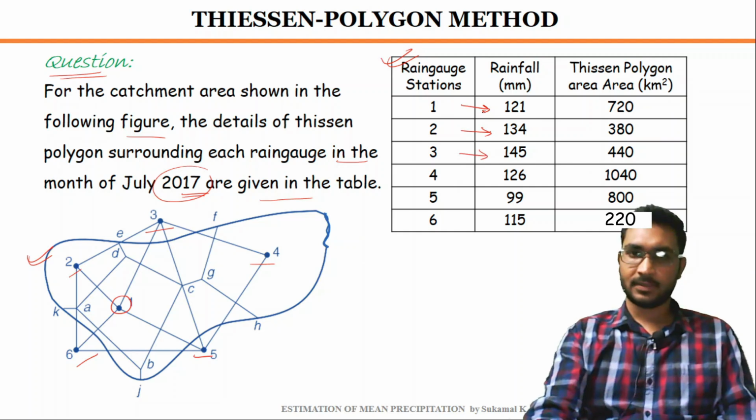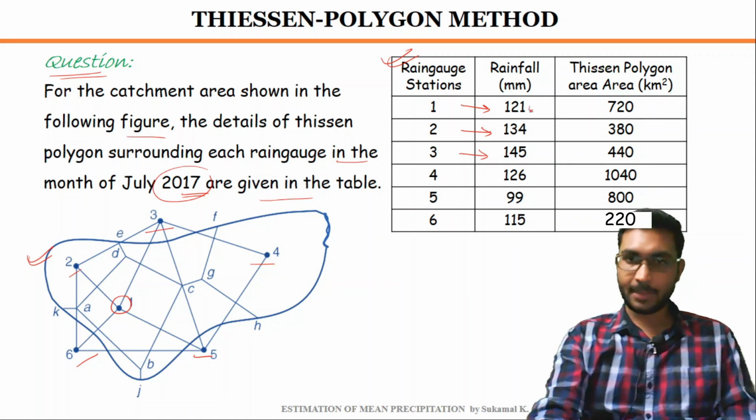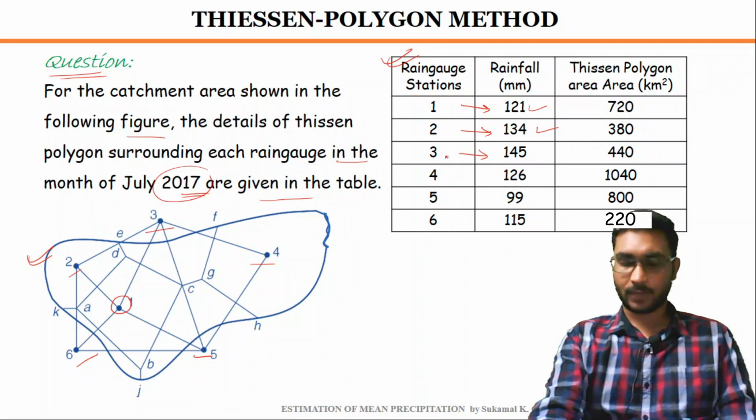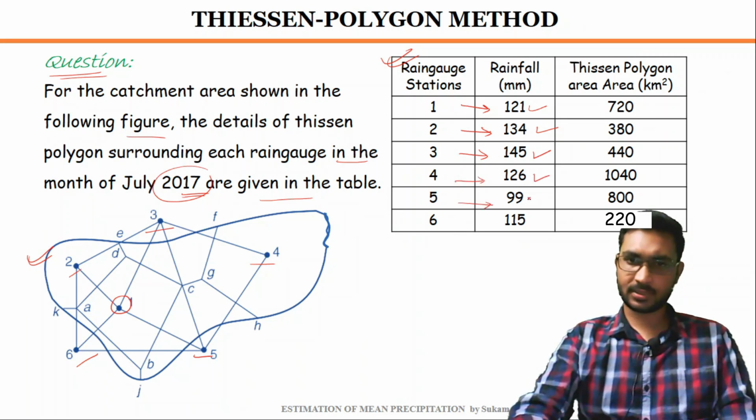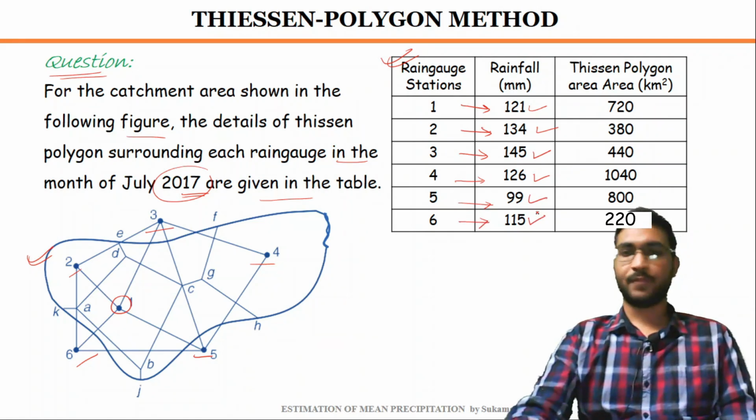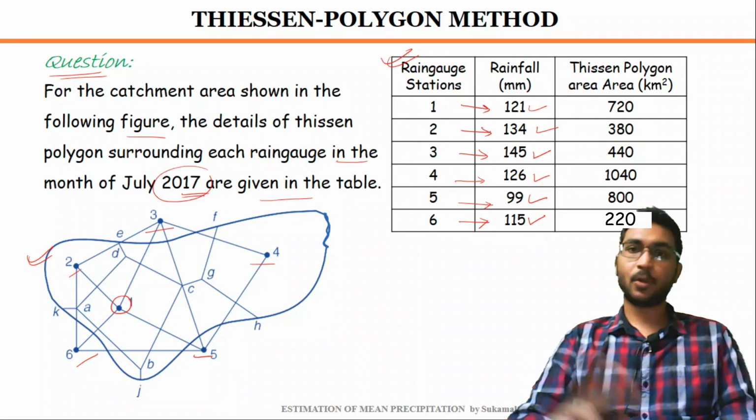The first rain gauge station had 121 mm rainfall in the month of July 2017. For rain gauge station 2 it was 134 mm, for rain gauge station 3 it was 145, for rain gauge station 4 it was 126, for rain gauge station 5 it was 99, and for the 6th rain gauge station it was 115. Okay, and the Thiessen polygon area has already been given.